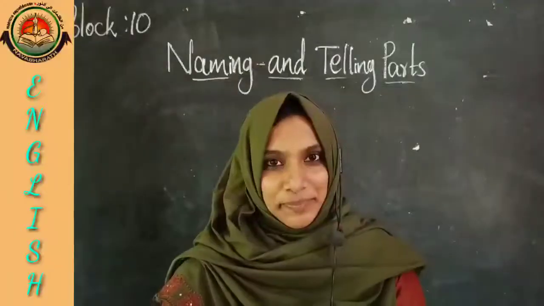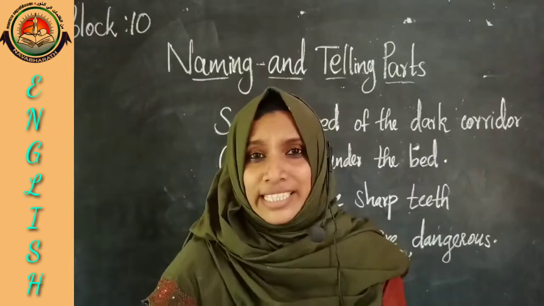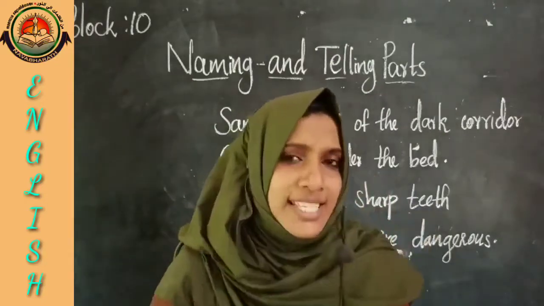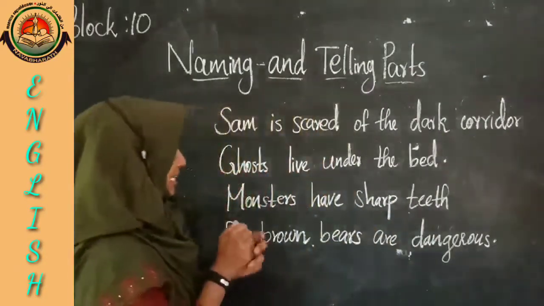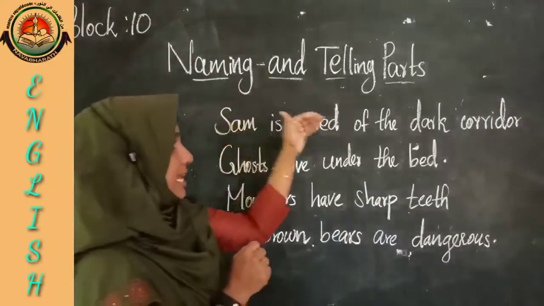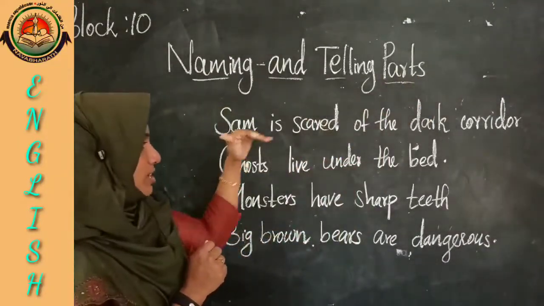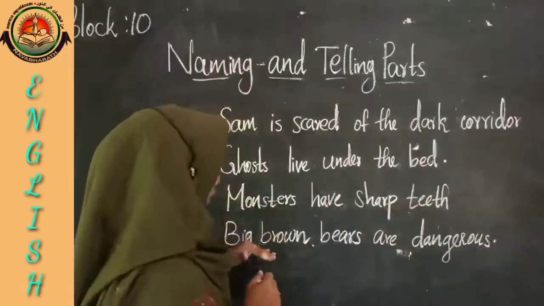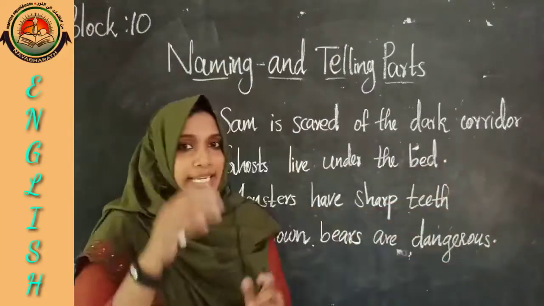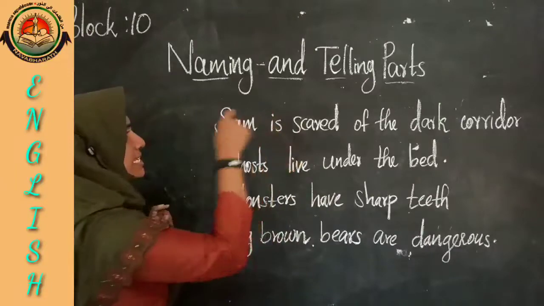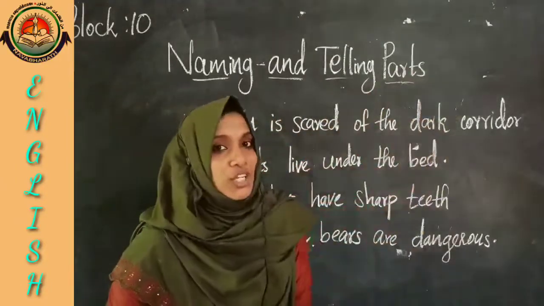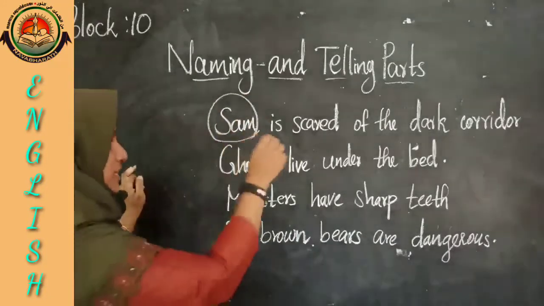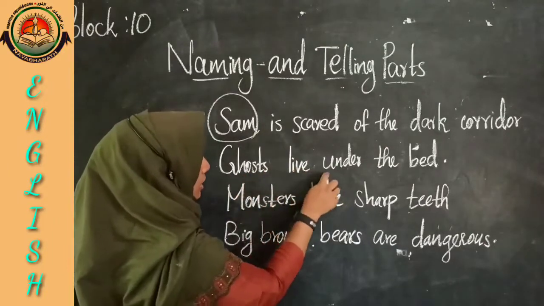Thank you. So dears, just now in that activity, we have put two slips together and we have made some sentences. Which sentences did we get? Yes, we get these sentences. Sam is scared of the dark corridor, ghosts live under the bed, monsters have sharp teeth, and big brown bears are dangerous. Now tell me, what is the naming part in this sentence? Sam is scared of the dark corridor. Right, this Sam is the naming part of this sentence.